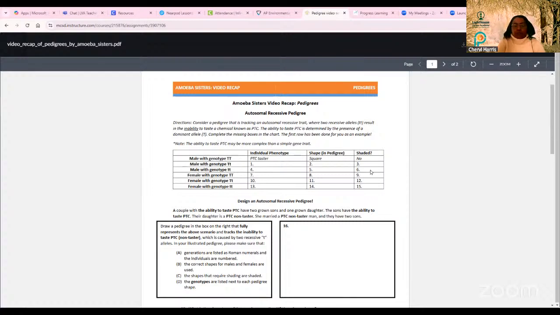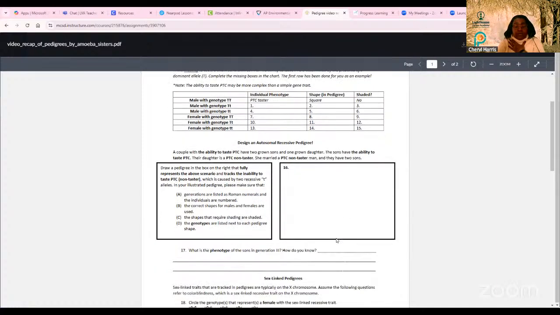They've done the first row for you. If they're giving you the genotype in the first column, you are giving the phenotype, meaning can they taste it or can they not, based on their genetics. It says male or female, so they want to know, are you going to draw a square or a circle? And is it going to be shaded or not? Meaning, are they a carrier or do they have the trait? Okay, so you have to complete the box at the top first.